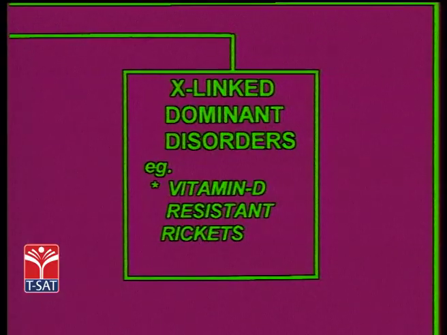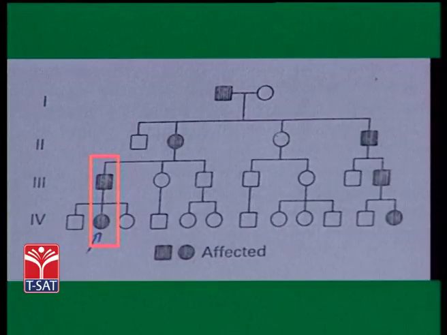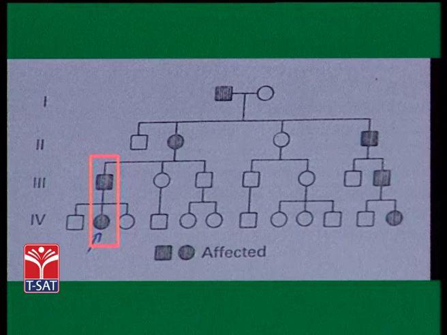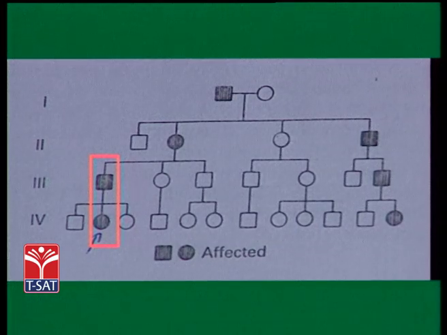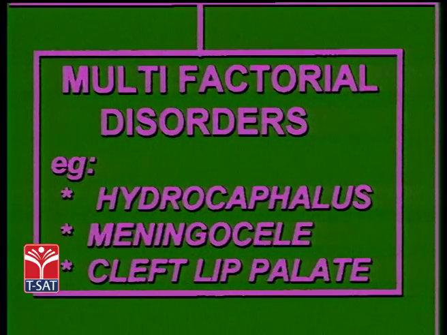The next one is X-linked dominant disorders. Only a few disorders are known to be inherited in an X-linked dominant manner. The affected male transmits this disease to all his daughters. The third type of genetic disorders are multifactorial disorders. These are partly genetic, due to the effect of many genes, and partly due to environmental factors. The examples for these multifactorial disorders are hydrocephalus and anencephalus.